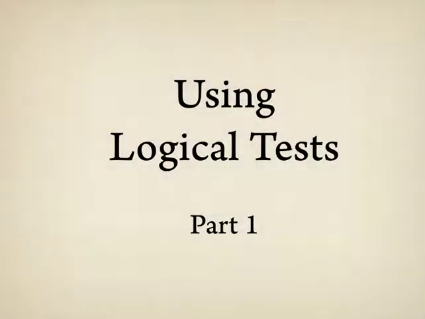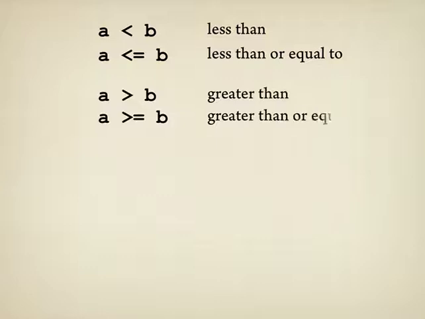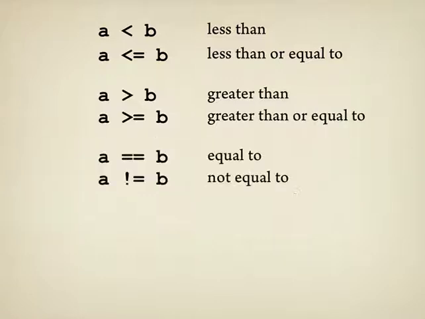We've seen generally two types of tests. There are the numerical tests that let us compare numbers, and the logical tests: not, and, or. Let's talk about using those logical tests a little bit. To recap, numerical tests can test less than or equal to, and of course greater than or equal to, or equal to and not equal to.